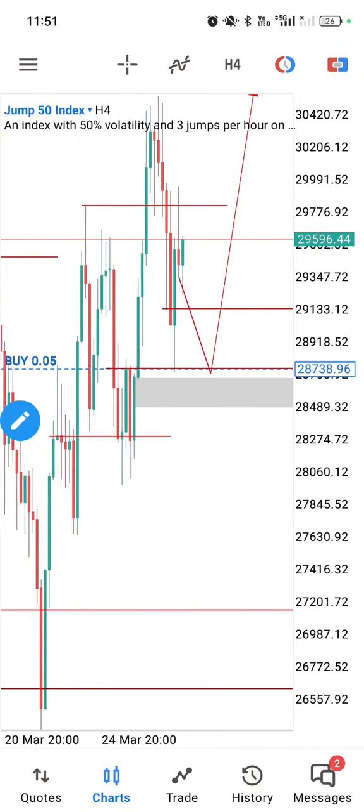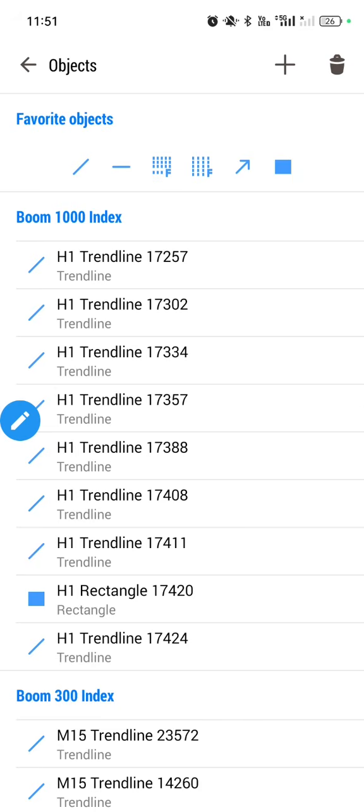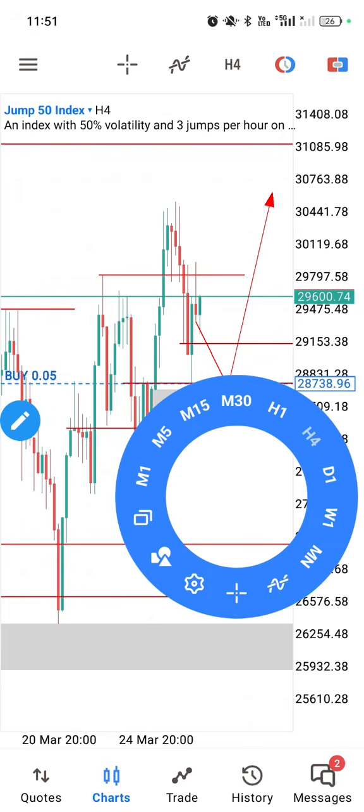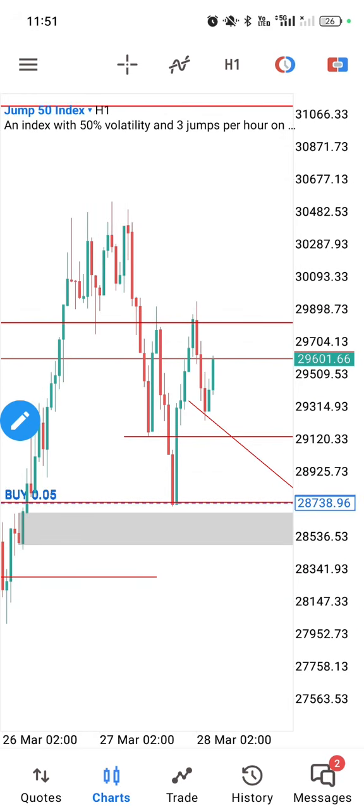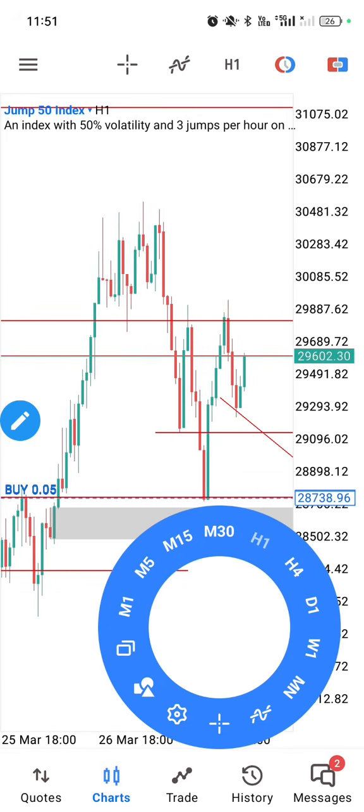After some time, this is what price did. It did not waste a single pip below our entry level. It just tapped and then it shot up. This was super precise.